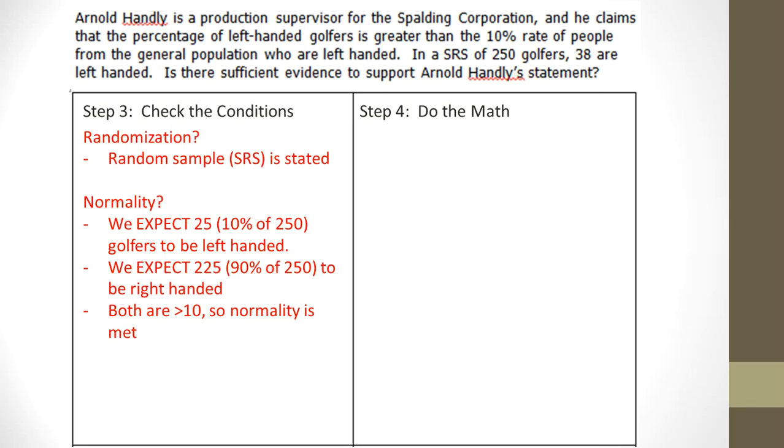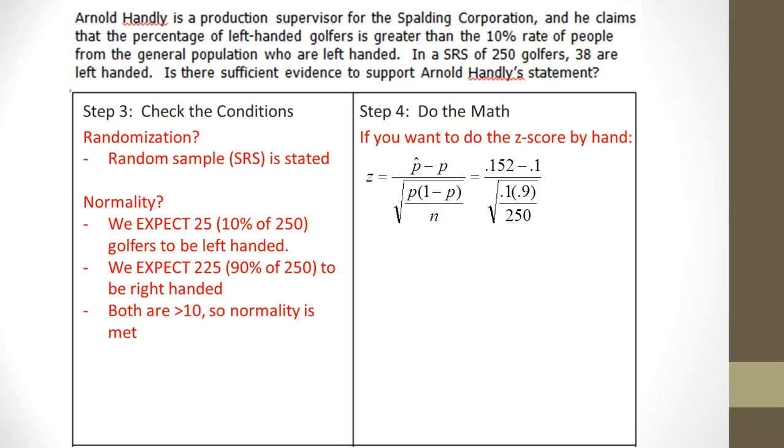Step number 4, do the math. If you really want to do the z-score by hand, feel free. p-hat is our sample's percentage, 38 divided by 250. 0.1 is the proportion from the entire population, and our sample size was 250. But honestly, we really want to use our calculator as much as we can.